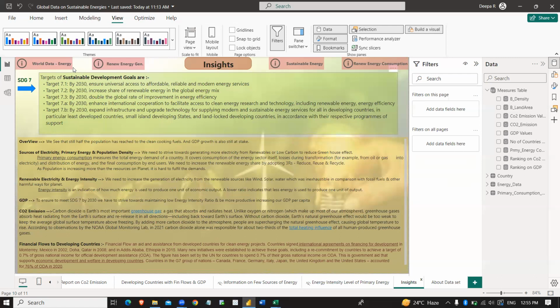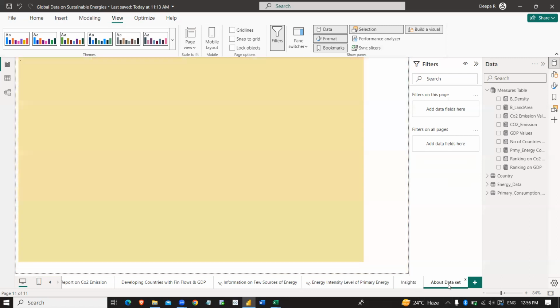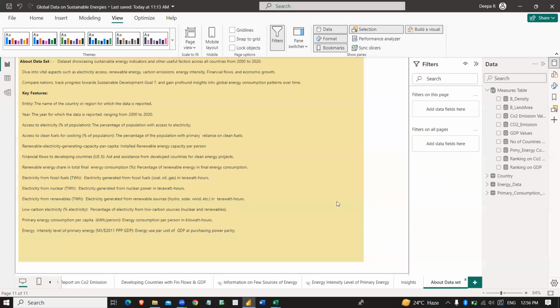Apart from that, here I have given the links of certain websites so that you can further study sustainable energy, renewable energy, or world data, all those things. And then finally, at the last page, I have given the key features about my data set. Okay, I have tried to explain all the columns which I have used in my report.